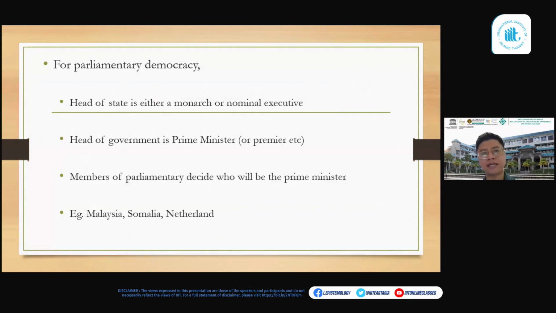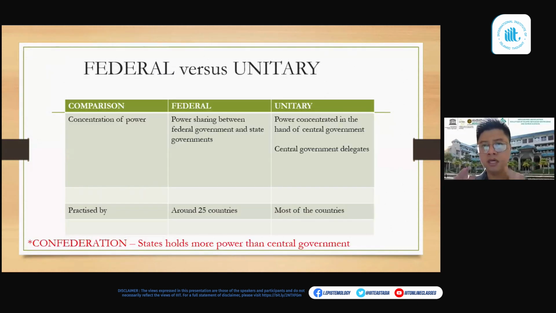Okay, so we are done covering this part. We covered the comparison of monarchy versus republic, and parliamentary versus presidential. Now we go to this part, federal versus unitary. At least you can have a rough idea how the political systems in the world work.